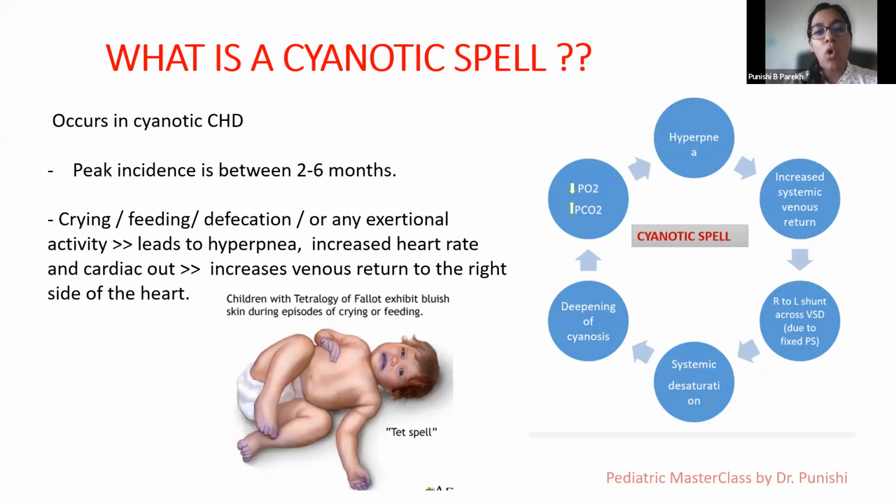pulmonary blood flow. So we've all heard that TOF results in cyanotic spell. So many a times a kid presents with the first episode of cyanotic spell. So the mother will say that probably he was crying a lot and he suddenly turned blue. Right. So this is what happens, or this is the pathophysiology of the cycle of a cyanotic spell.